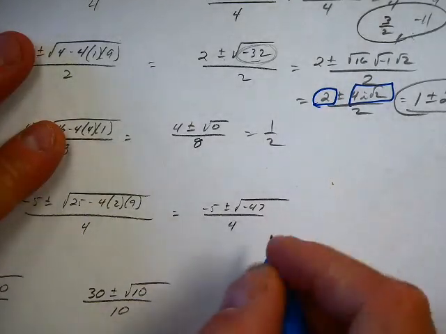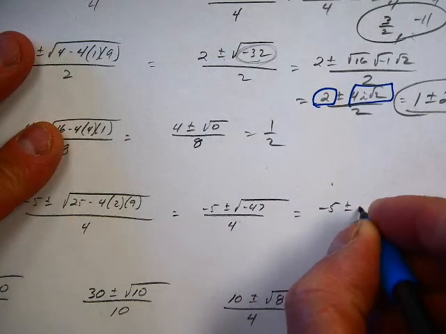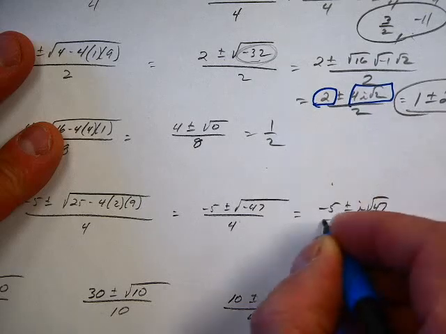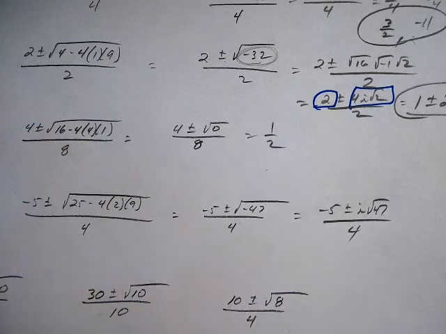47 is a prime number. There's nothing I can do with that to take anything out. But in this case, we got to take out the negative. So I get negative 5 plus or minus i square root of 47 all over 4.